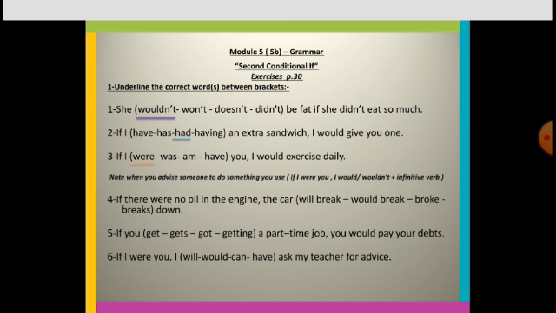Number 4. If there were no oil in the engine, the car will break, would break, broke, breaks down. What will you choose? Would break. Excellent. Number 5. If you get, got, getting a part-time job, you would pay your debts. Got. Very good. Number 6. If I were you, I will, would, can, have ask my teacher for advice. Would. Excellent.